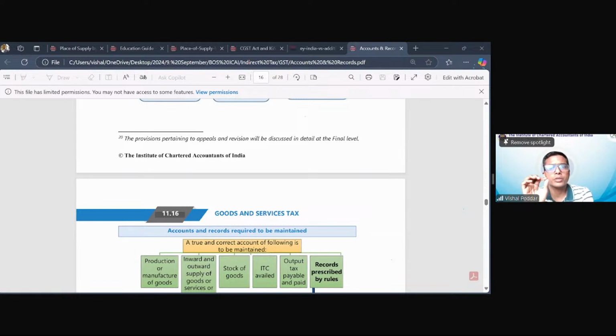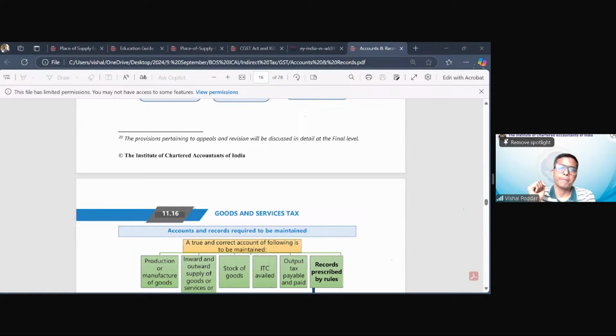Any doubts or questions up to this point? This is about the motor car or motor vehicle credit. Done? Great, Nathan. I think you also had a question.